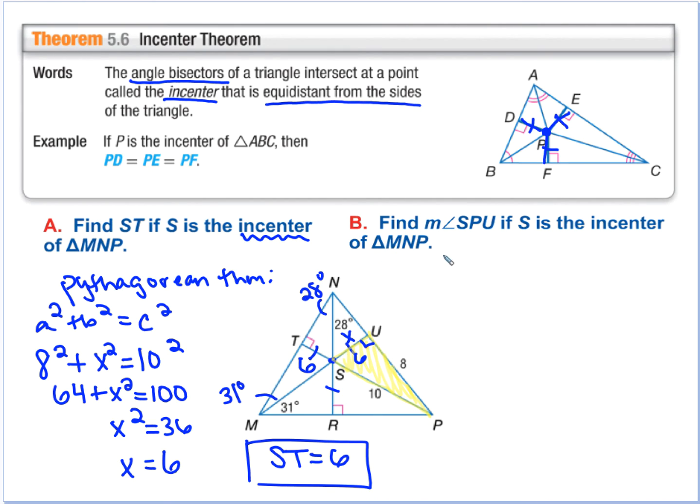And our last one, find the measure of angle SPU. So SPU is this guy right here, if S is the incenter. So same kind of scenario, same measurements and everything. Right now, this is the angle we're looking for. And again, keep in mind, this angle is going to be congruent to this angle right here, since SP is our angle bisector. So a few different things you can look for.